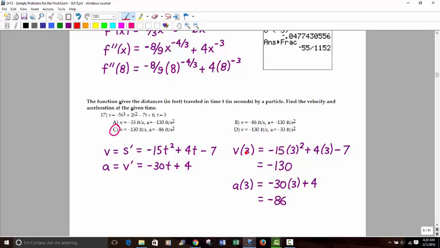So to get the velocity, I put 3 into this first derivative, calculator. You get negative 130. And put 3 in the second derivative, and you'll get negative 86. So those would be your two answers. I would not try to trick you as far as the unit measures go or whatever. I figure you have plenty of science and engineering classes to worry about the specific units.